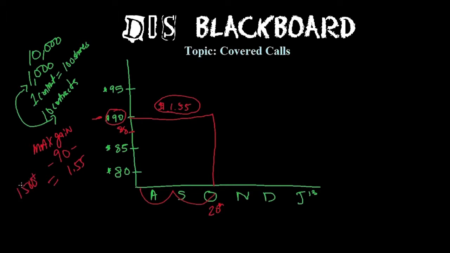Because we're doing it for 1,000 shares. And maybe you catch a dividend during that period, maybe you don't, but you know you got a max gain when you add those things all together.